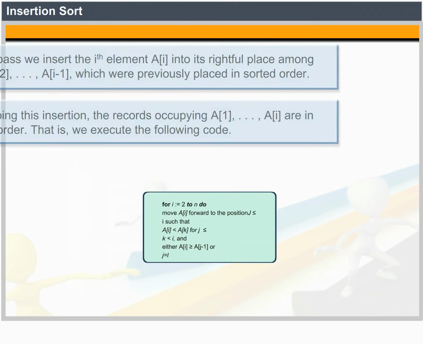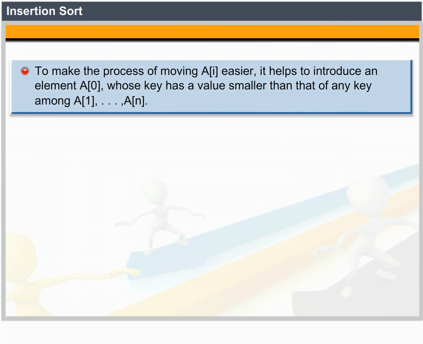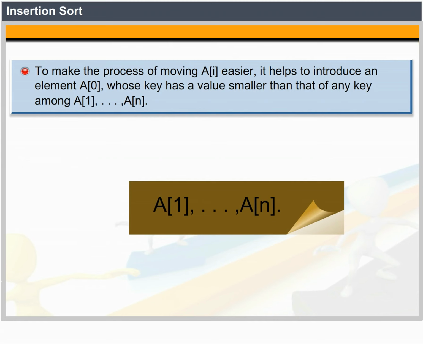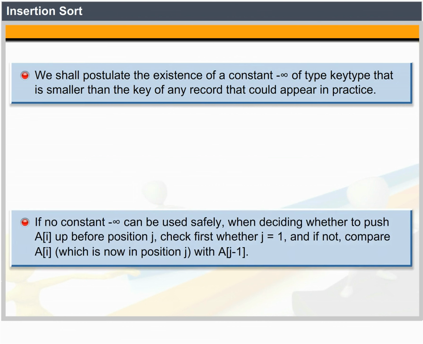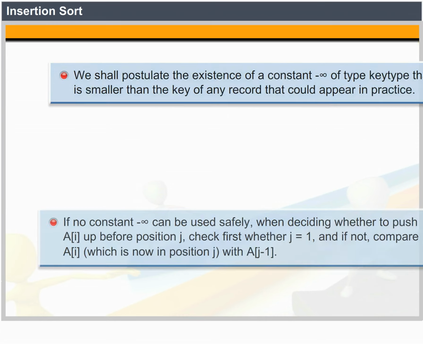To make the process of moving a of i easier, it helps to introduce an element a of 0, whose key has a value smaller than that of any key among a of 1 up to a of n. We shall postulate the existence of a constant negative infinity of type key type that is smaller than the key of any record that would appear in practice. If no constant negative infinity can be used safely, when deciding whether to push a of i up before position j, check first whether j equals 1, and if not, compare a of i, which is now in position j, with a of j minus 1. The complete program is shown in the figure below.